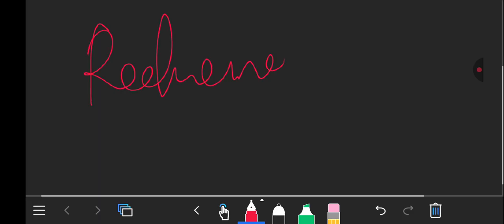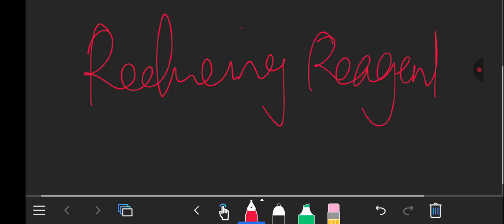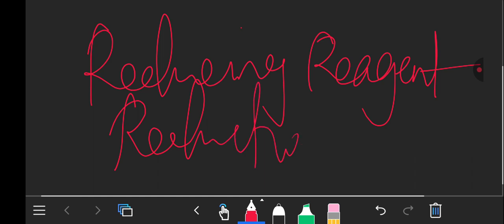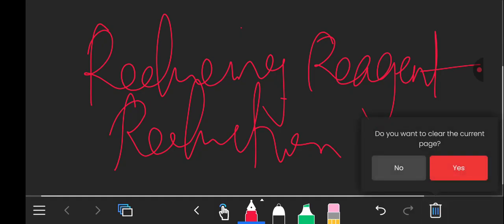So let's understand now what reducing reagents are. Reducing reagents are just the opposite of oxidizing reagents. These are substances that facilitate reduction, but themselves undergo oxidation. So those are reducing agents. They facilitate reduction, but themselves undergo oxidation.